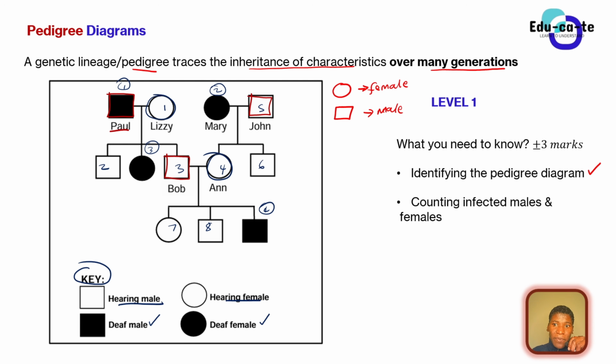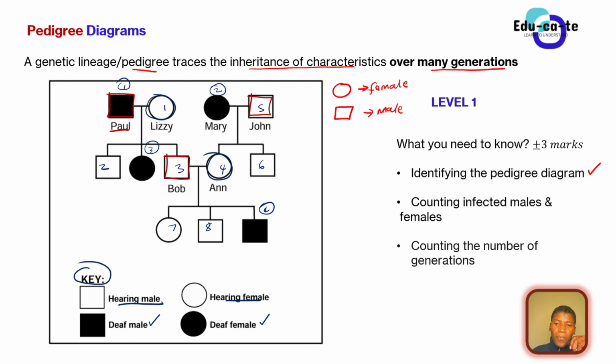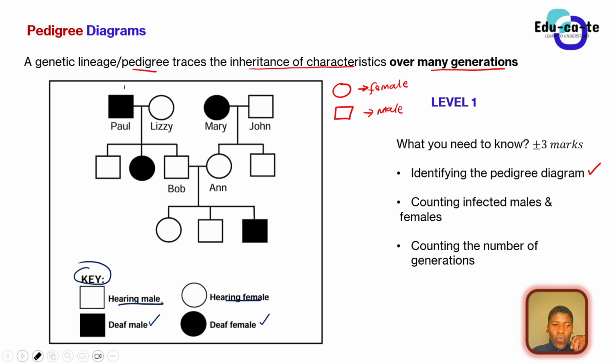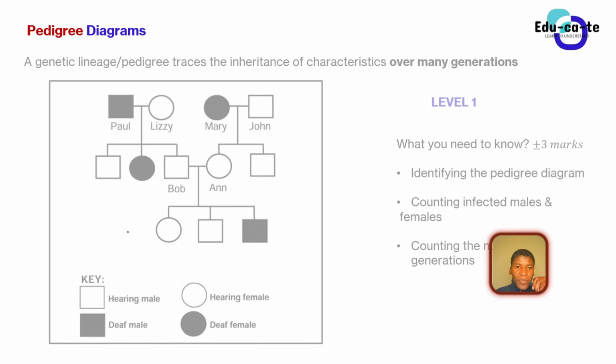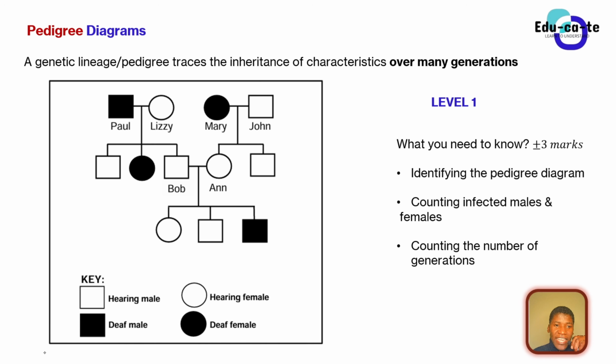So you must be able to count those as well. And then you must also be able to count the generations, how many generations we have. So now let us talk about the idea behind a family tree or pedigree diagram. How are these genetic lineages linked to one another? We look at certain things to define how these genetic lineages are linked.